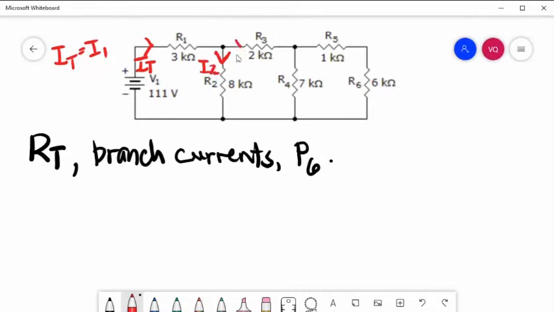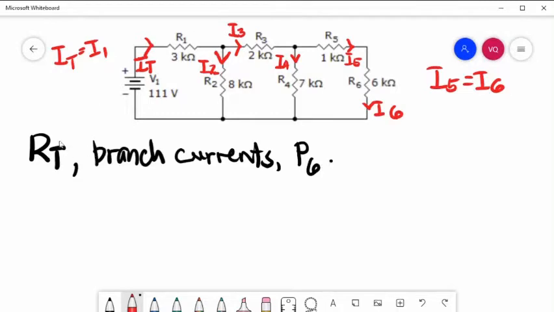R3, I3. Again, this I3 will split into two branches. We have I4, I5, and I6. As you can see, R5 and R6 are connected in series. Therefore, I5 is equal to I6.